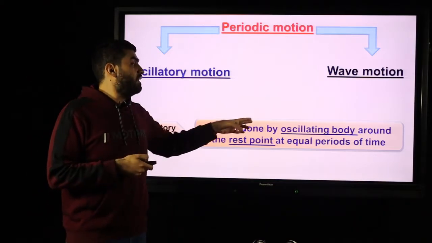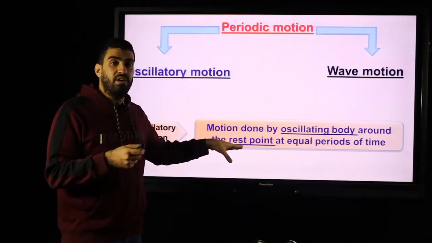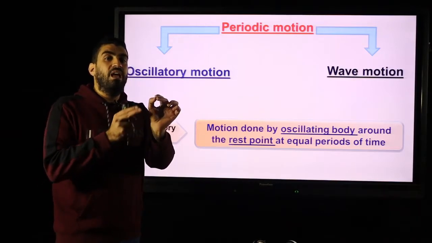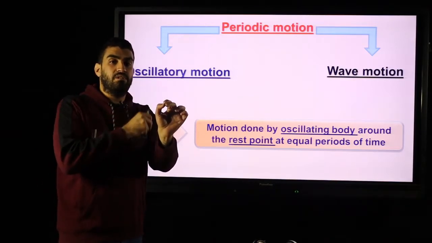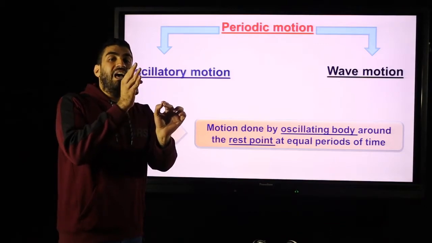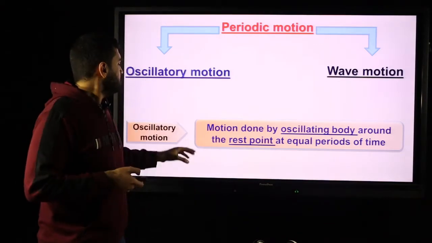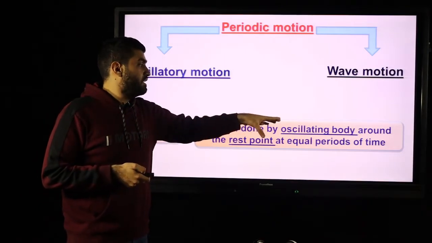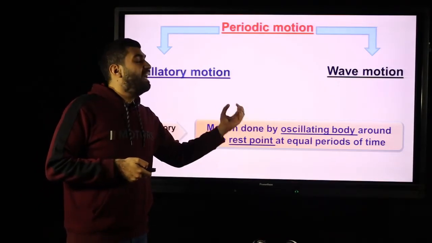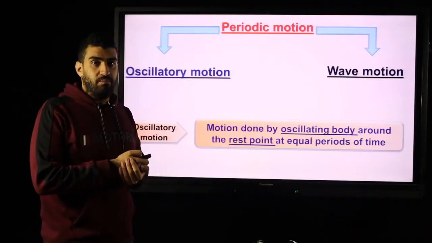When the motion is done by an oscillating body around the rest point. When there is a rest point and the object is moving around it. A rest position at which its motion will be ended. Okay? Motion done by an oscillating body around the rest point at equal periods of time.